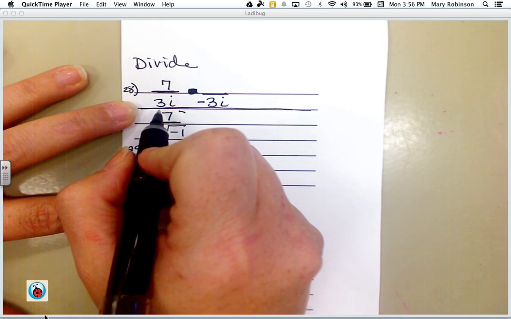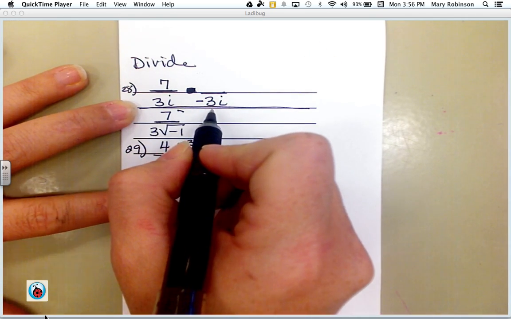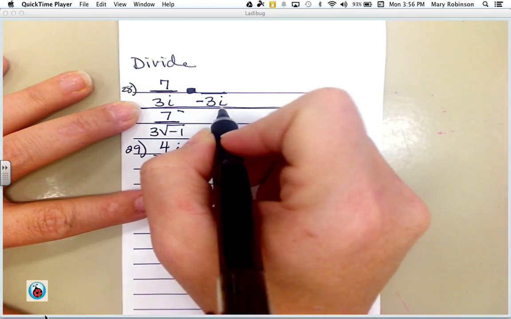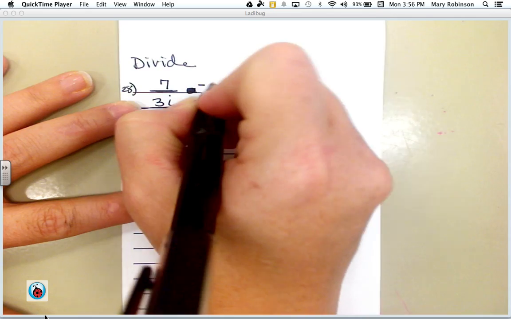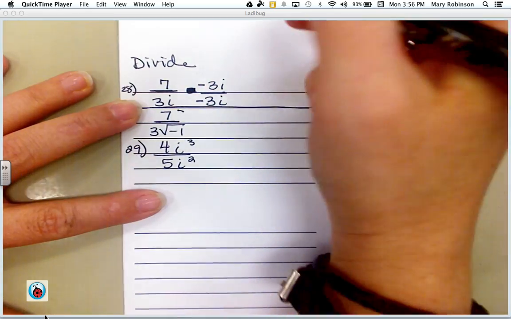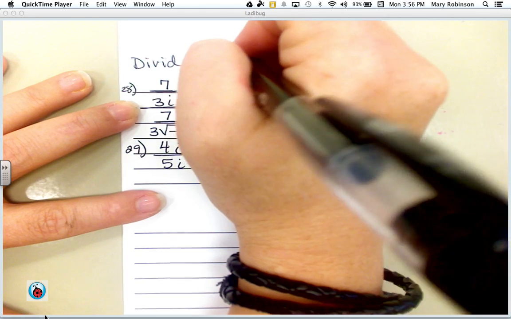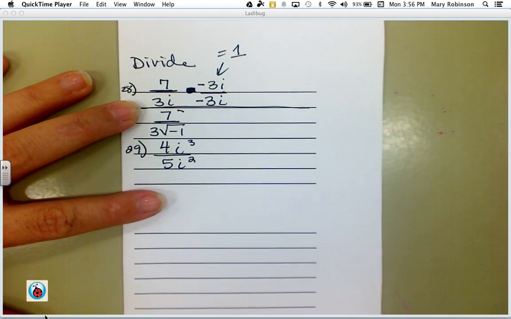Recall that the conjugate of 3i would be negative 3i, just like we just explained. But if negative 3i is what we multiply by on the bottom, we must do the same thing to the top. Now if you take a look at what we've just created, we've created a fraction whose value really is just equal to 1.